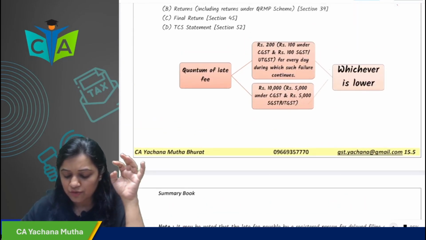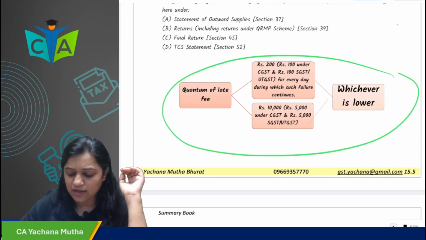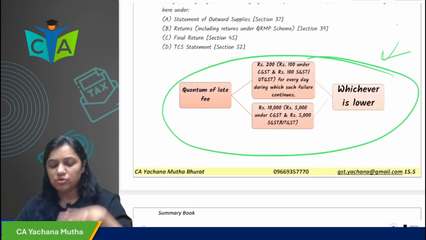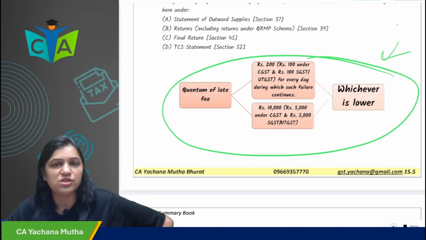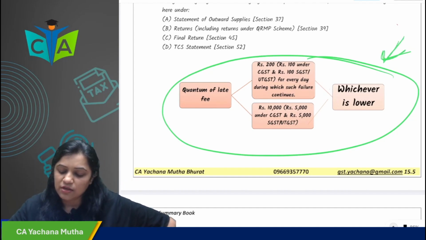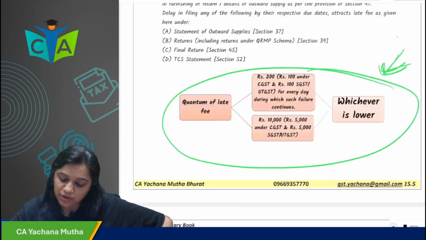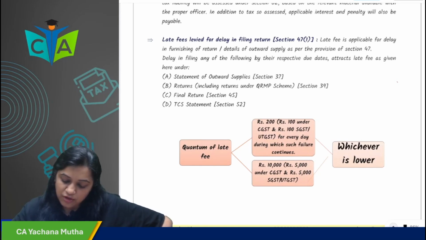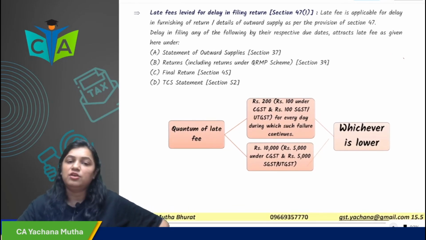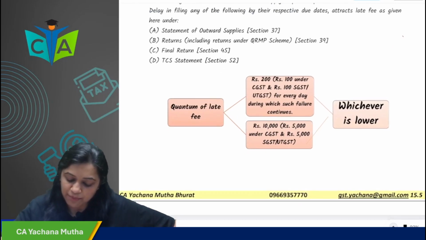Other returns, if you are delaying, for example, GSTR 8, in that case this late fees is applicable. So this late fees is applicable in all the cases other than GSTR 1, 3B, 4, 7 and 9. In all the other returns, this is the late fees. Okay. So what is the general late fees we will see? If you are delaying, for example, TCS statement or final return, this will be applicable.